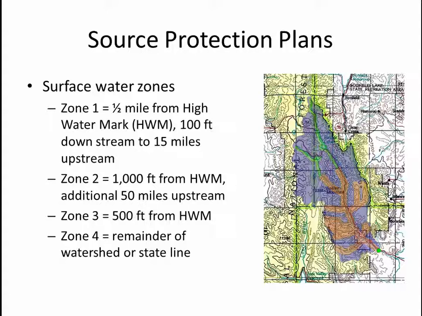The zones for the surface water areas, the Zone 1 is half a mile from the high water mark, 100 feet downstream to 15 miles upstream. So it's kind of a range. Zone 2 is 1,000 feet from the high water mark and an additional 50 miles upstream. Zone 3 is 500 feet from the high water mark. And then Zone 4 is the remainder of the watershed or to the state line.